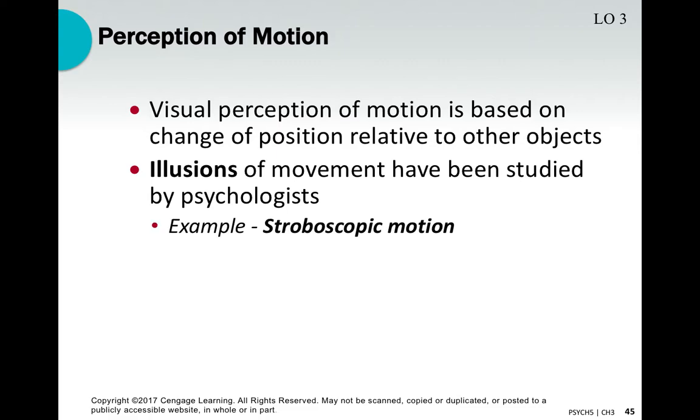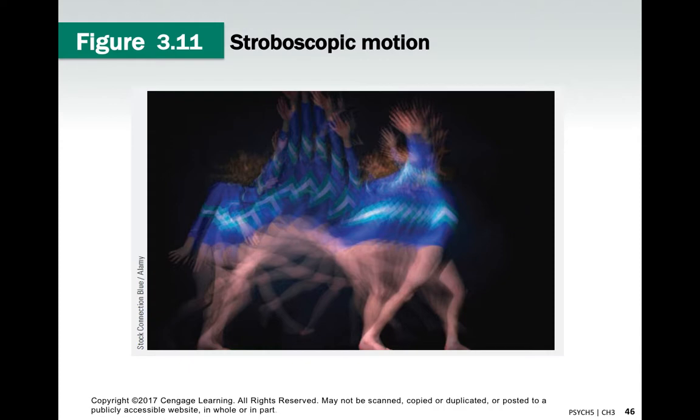Here's another example. It's called stroboscopic motion. I don't actually have a video to show you here, but this is what it might look like from figure 3.11. It's depicted on page 76 of your text. In a motion picture, viewing a series of stationary images at about a rate of 22 frames per second provides an illusion of movement when there really isn't. It's multiple images being sped up fast enough that it looks like it's moving when it's really not.